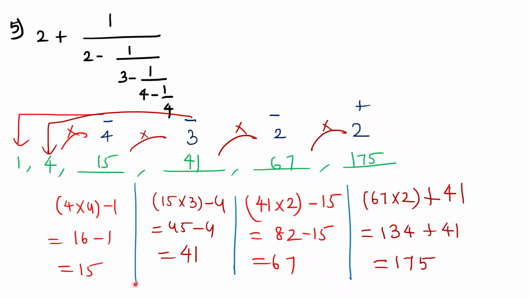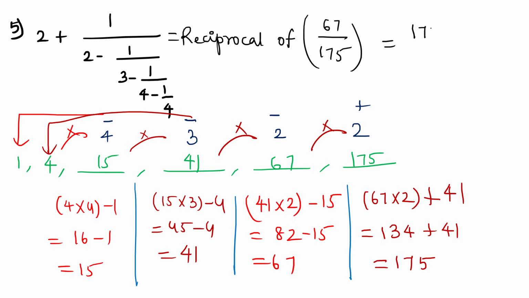Also remember that you have 2 plus of this. So it's very important to write the reciprocal. Reciprocal of 67 upon 175 gives me my answer, 175 by 67. It's very, very important. This last problem involved various steps. So look carefully at each and everything, pause the video, work it out, try more examples.